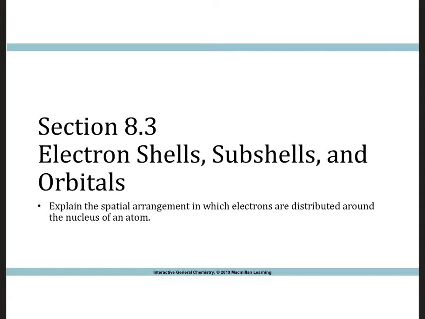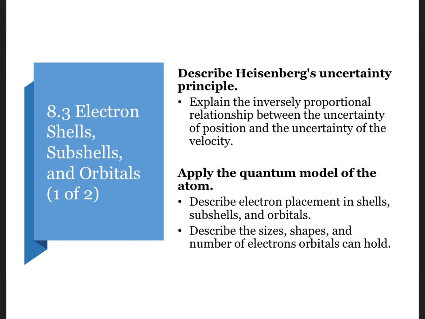In this section, we're going to explore the differences between electron shells, subshells, and orbitals so we can understand how electrons are arranged around a nucleus. Specifically, we'll briefly describe Heisenberg's uncertainty principle before we turn our attention to shells, subshells, orbitals, their sizes, and electron placement. We'll finish our discussion of Heisenberg in a second lecture over this section.